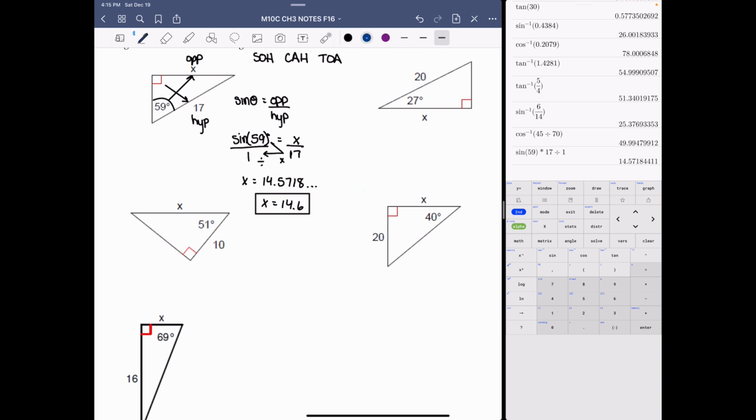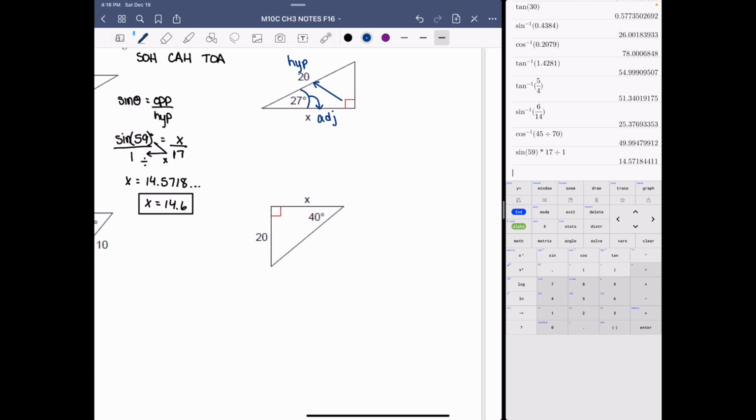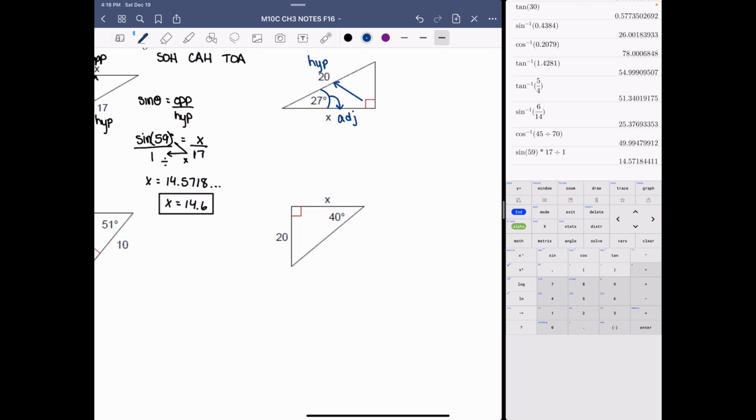Next one, label the side we have and the side we want. Side 20 is across from the right angle, which makes it the hypotenuse. And then from our angle of interest, side x is touching that angle, but it's not the hypotenuse. That makes it the adjacent. Which trig function has adjacent and hypotenuse? That would be cos theta equals adjacent over hypotenuse.